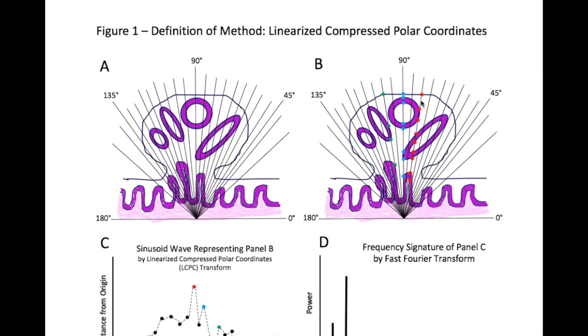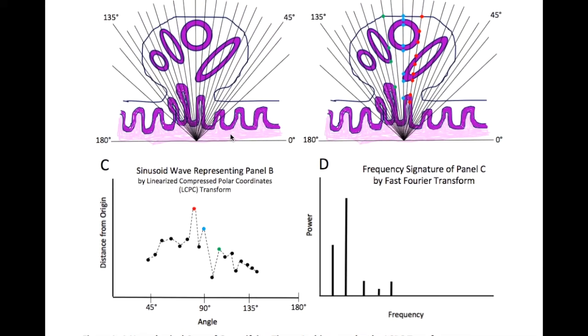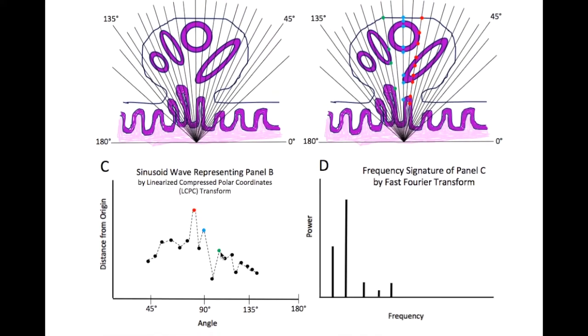And so what I do next is I sum all of these distances for all the red dots into one number. I also sum all the distances of the blue dots as one number, and same for the green dots. And so what happens is that if you look in panel C, for every angle measure, I have one value. And here I color-coded the red dot, blue dot, and green dot, what its summed value is. If you add up all the red dots, it adds up to this value. If you add up all the blue dots, it adds up to this value, so on and so forth.